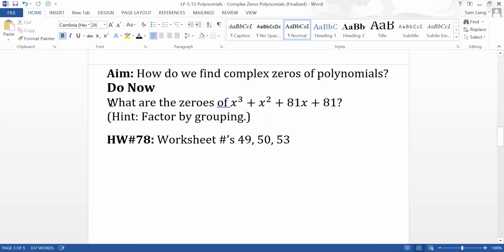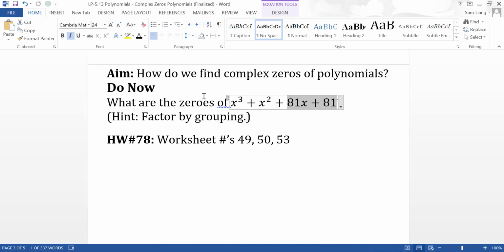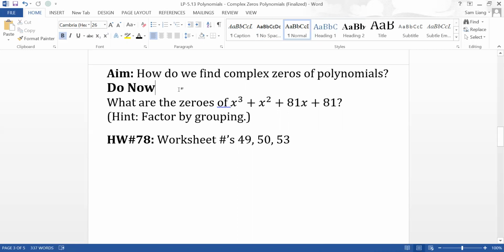Here we have this polynomial, x cubed plus x squared plus 81x plus 81, and I want you to find the zeros of this polynomial. As a hint, I want you to factor by grouping. So factor the GCF, greatest common factor, from these two terms, and then for the latter two terms, do the same thing, and then finish the problem from there. I'll give you another minute to do that, and then we will discuss the solution.